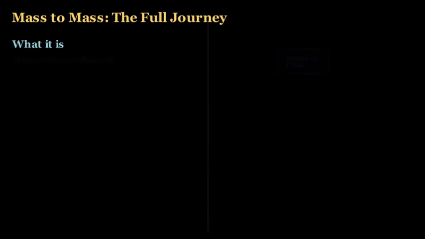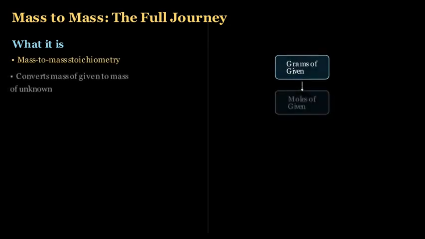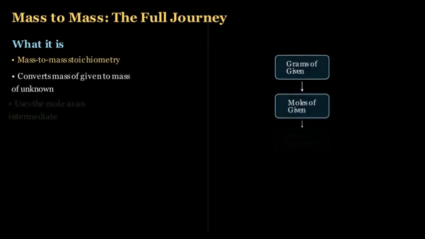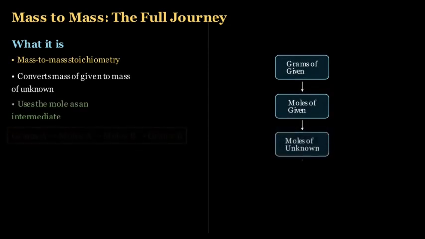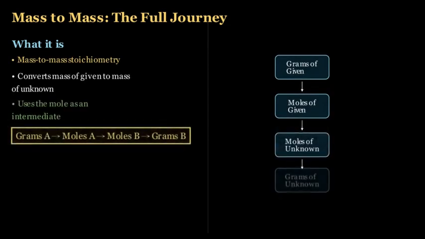Mass-to-mass stoichiometry is the 3-step process that takes the mass of a starting substance, the given, and finds the mass of a substance we want to know about, the unknown. Because there's no direct gram-to-gram conversion, we use the mole as a middleman. It's like changing money.